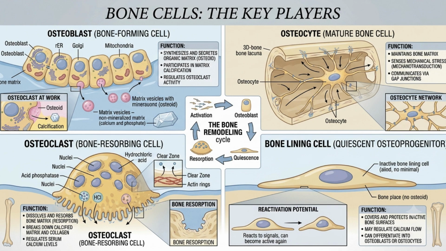Bone is constantly being renewed. This process is called bone remodeling. Two major cell types are particularly important: osteoclasts, which are responsible for bone resorption, and osteoblasts, which are responsible for bone formation. During remodeling, old or damaged bone is removed and replaced with new bone. This process helps maintain bone strength and also contributes to calcium and phosphate regulation.